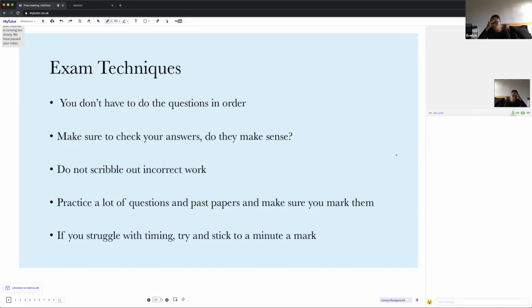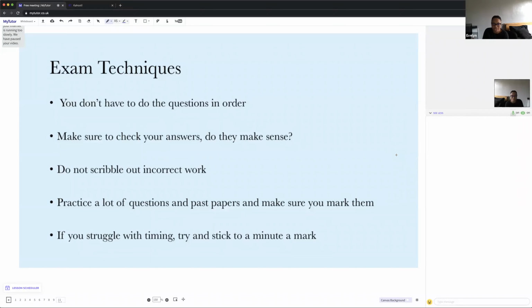Make sure you check your answers. That's probably the most important thing that you could do in your exam. Also, make sure it makes sense. If the question is something like how tall is a tree, your answer is not going to be 0.2 centimeters. So if that's what you get, then you should definitely check your answer again, because it doesn't make any sense.